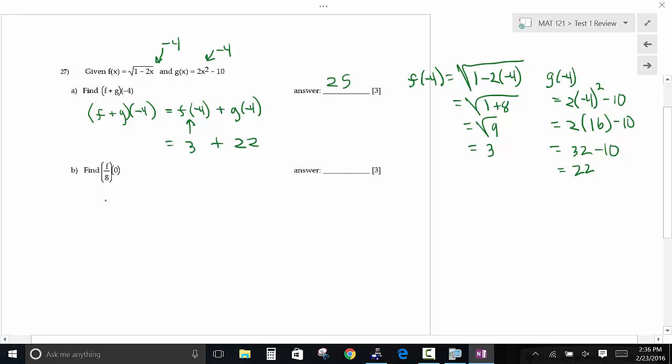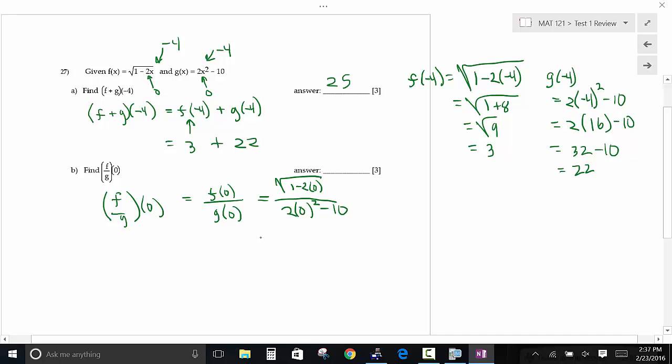Okay, next one, what you're going to do is we learned that f over g of 0 just means that you do f of 0 over g of 0. So you just work those two things out separately. If you want to do f of 0, you're going to plug the 0 into the square root function. So that's going to be 1 minus 2 times 0. And then you plug the 0 in there to find g of 0. So g of 0 is going to be 2 times 0 squared minus 10, and then work out the details.